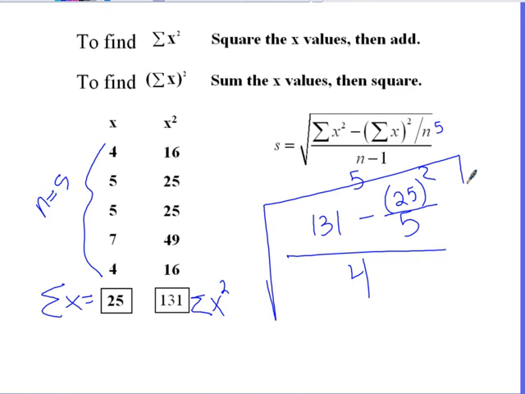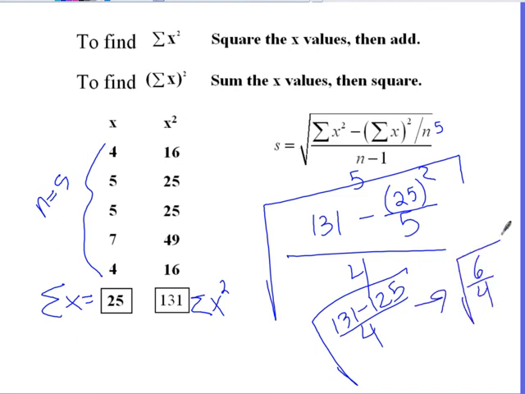So I do the fraction of 25 to the second power divided by 5. I got 125 right there. 131 minus 125. So 131 minus 125 divided by 4. And then take the square root. So that leaves me with 6 over 4, and then take the square root. So 6 divided by 4, 1.5. The square root of 1.5, get a standard deviation of 1.2.